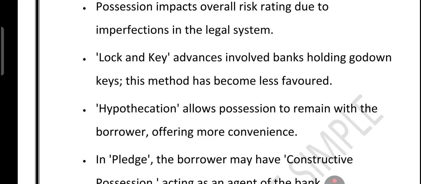So earlier they used lock and key advance. What they used to do is give loan against goods stored in the godown. Suppose a godown is there, goods are stored there, so the bank used to give loan against those goods, and the keys were kept with the bank, right? So with changing time, this method faded out.